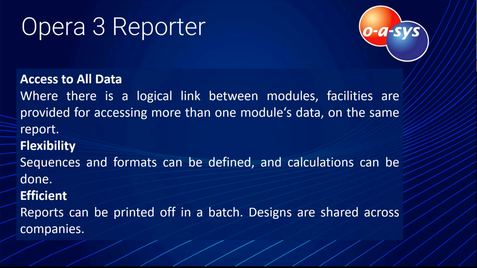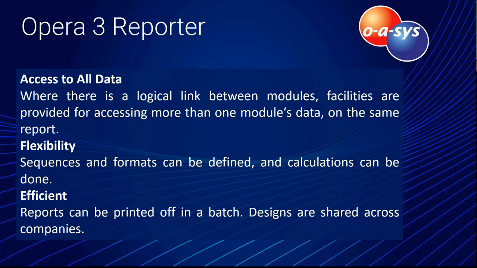You have access to all your data. Where there is a logical link between modules, facilities are provided for accessing more than one module's data on the same report. So it means that if you do, for example, a sales order processing report in the reporter, you'll also have access to sales accounts and nominal accounts because there is a link that exists between the modules. Flexibility: sequences and formats can be defined and calculations can be done.